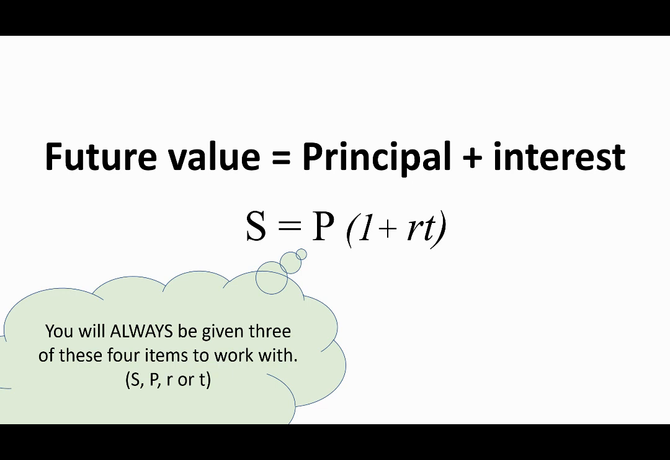The thing to remember here is that whenever you have to calculate anything like this, you're always going to get at least 3 of these 4 things. You've got S, P, R, and T. So one of them will be missing and you'll have the other 3.